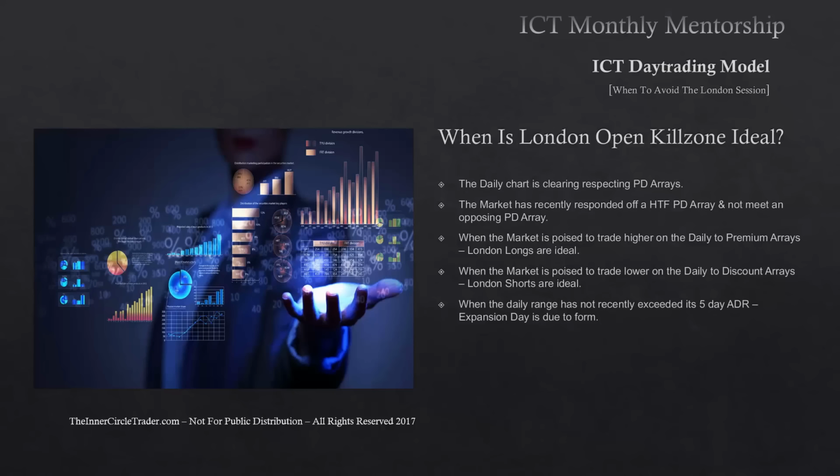If we have all those things present and we can see the profile unfolding that we learned in lesson 5, you have the highest probability of a big expansion day, because the 5-day average daily range has not been traded to or exceeded in the previous day.